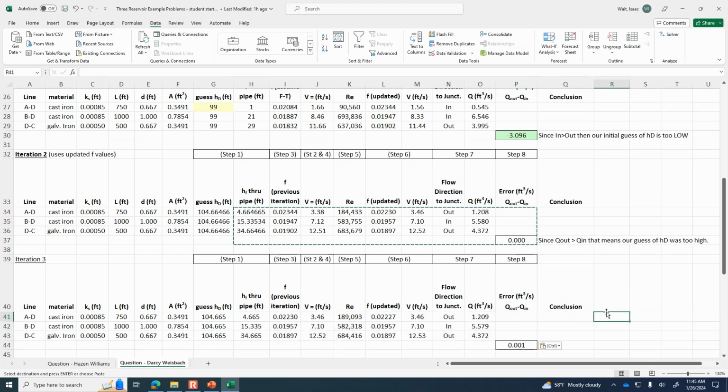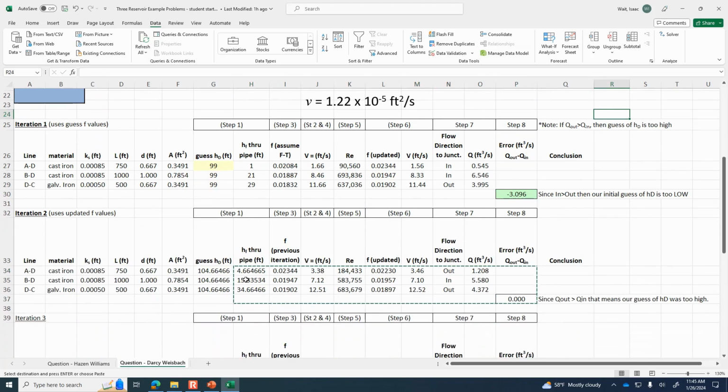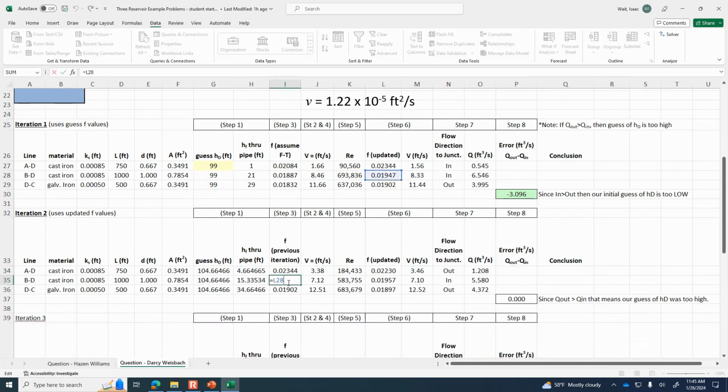All right. The changes in F values are going to be more subtle now. 0.023, 0.022. So you can see that the velocities from one to the other have pretty much stabilized. So we can do maybe one last iteration just to make sure that we've got exactly the right F values.